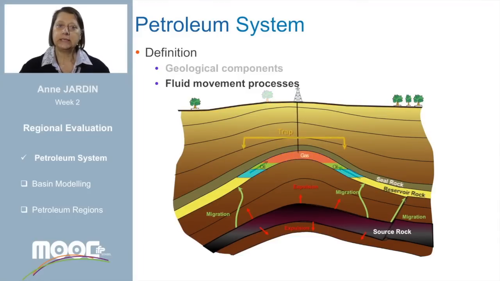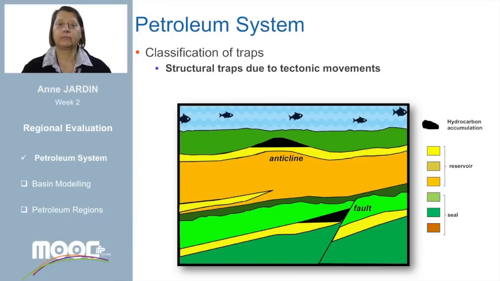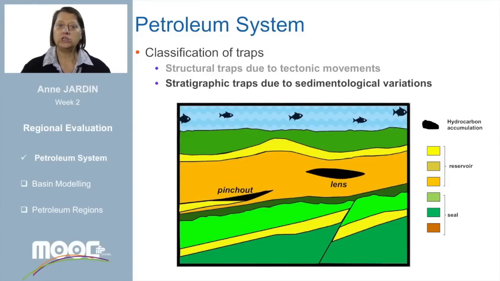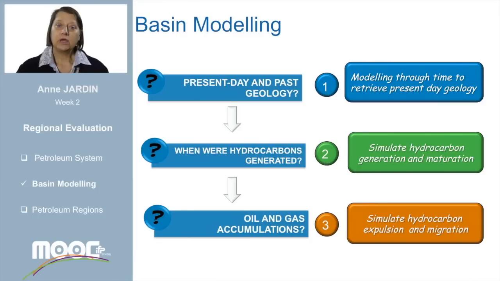The second process is called trapping. A large volume of hydrocarbon migrating into a trap results in fluid or gas accumulation, gas on top, water below, and oil in between. Geologists distinguish structural traps related to tectonic movements, such as anticlines and faults, and stratigraphic traps related to sedimentological variations, such as pinch-outs and lenses. Discovering reservoirs and traps is very challenging, especially in underexplored basins.